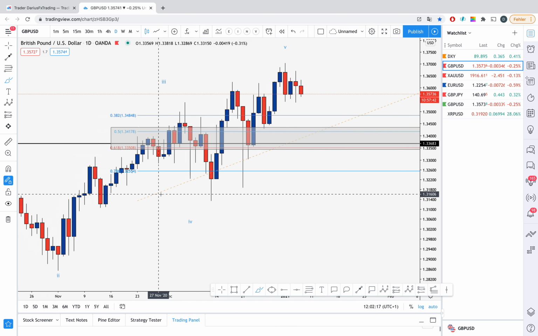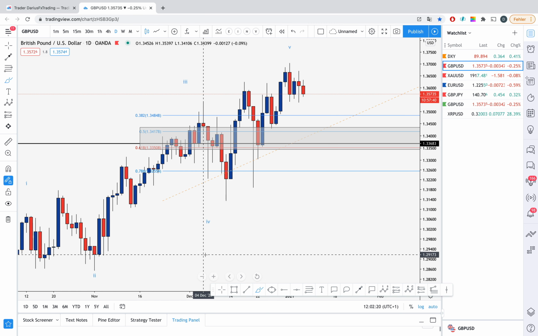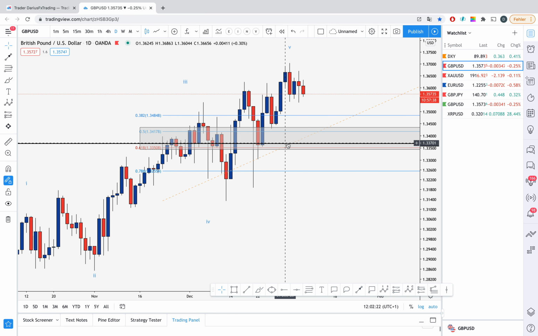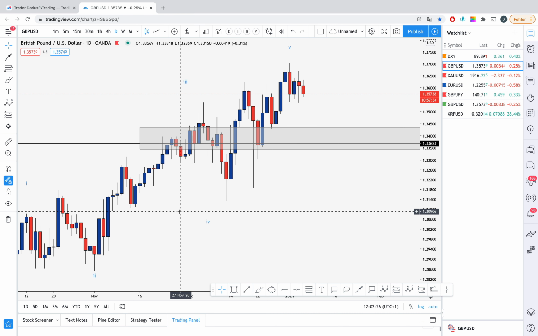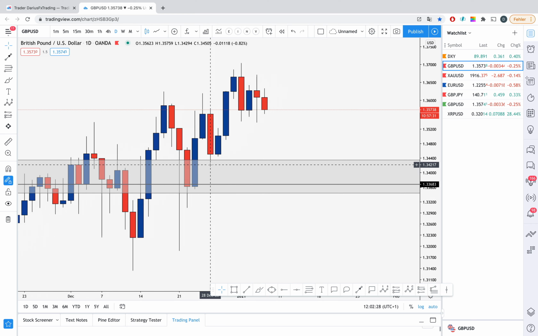So guys, that's basically what we can see on the weekly time frame. For me, this area is still a potential target. Let's see how things look on the daily time frame.